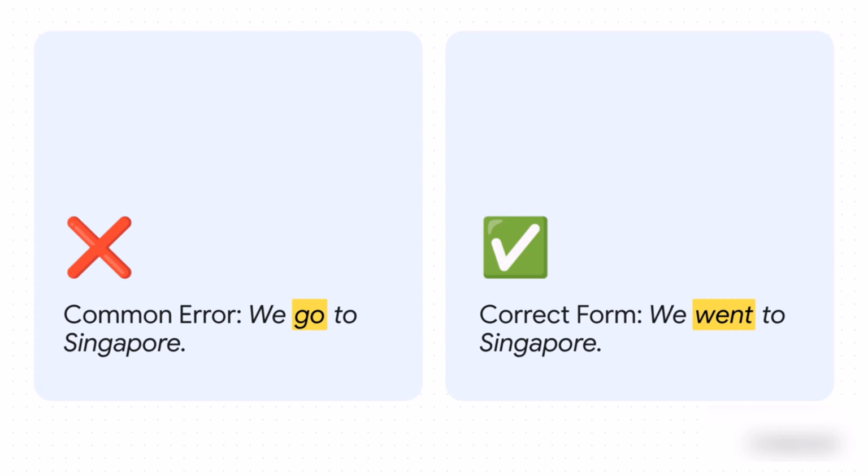And here's exactly what that looks like in the real world. A student might write, "We go to Singapore," when they're talking about a trip they took last year. But what they mean to say, of course, is, "We went to Singapore." It's such a small change in the verb, but it makes all the difference in placing that event firmly in the past. That's the heart of that misformation error we were just looking at.